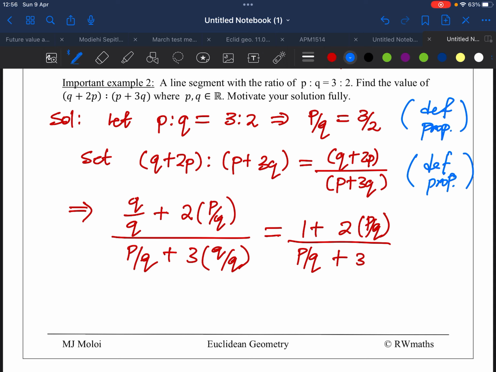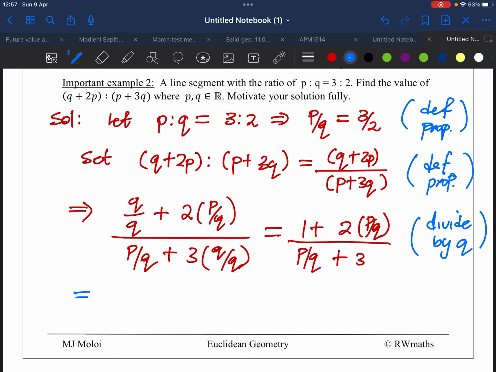So our reason: we have just divided the numerator and the denominator by Q. But now we know something about P over Q. P over Q is equivalent to 3 over 2. So this implies that we have something like this.